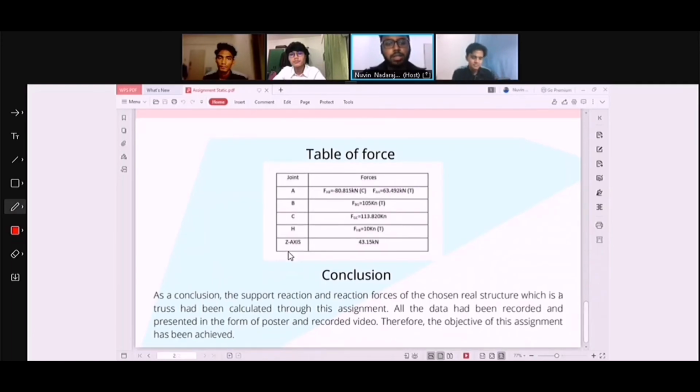As a conclusion, the support reactions and forces of the chosen real structure, which is a truss, have been calculated through this assignment. All the data has been recorded and presented in the form of a poster and recorded video. Therefore, the objective of this assignment has been achieved. We also learned how to calculate the forces in the truss using the data given, and how to draw an FBD from the real structure in this assignment.